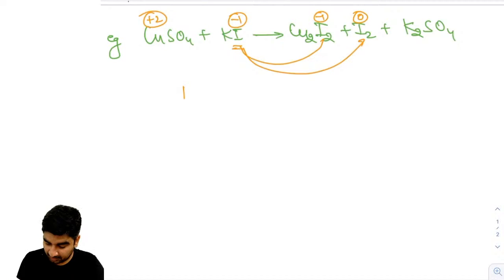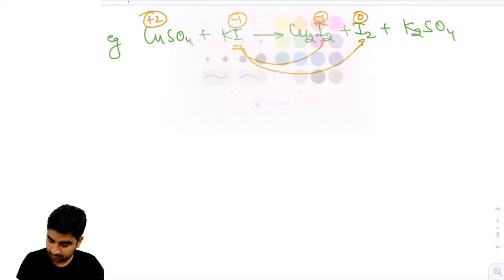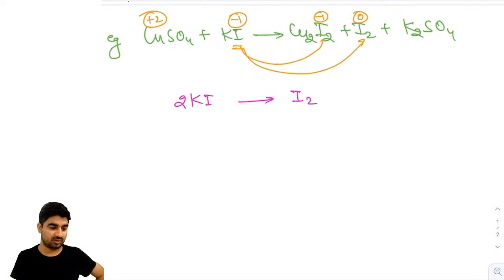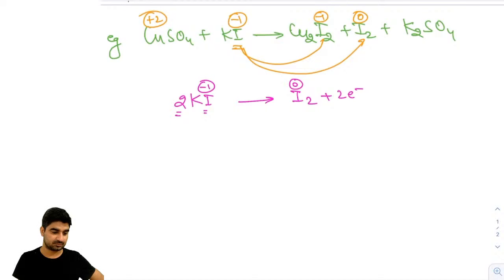So always start with the easy part first. And what is the easy part here? KI giving you iodine. So here we have -1 and here we have 0. So there are 2 iodine, -2 to 0. So 2 electrons are lost.